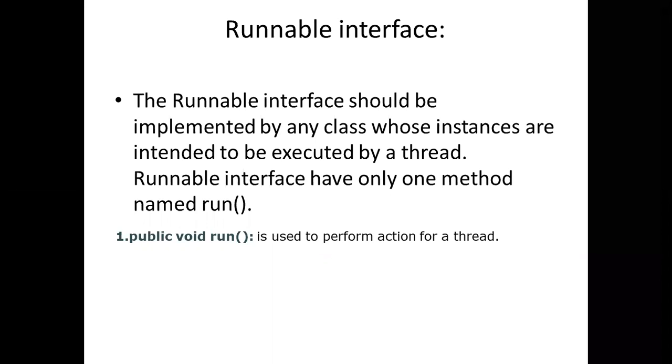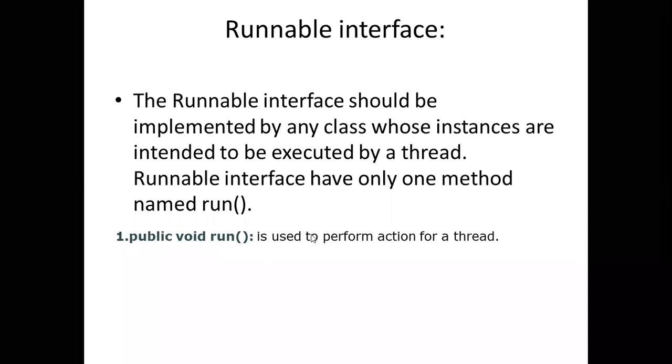So for an interface, the implementation is always provided by the class. It is implemented by a class whose objects are intended to be executed by the thread. So we will implement all those methods in the interface. Just remember one thing: the Runnable interface has only one method, that is the run method. Clear? Just remember this.